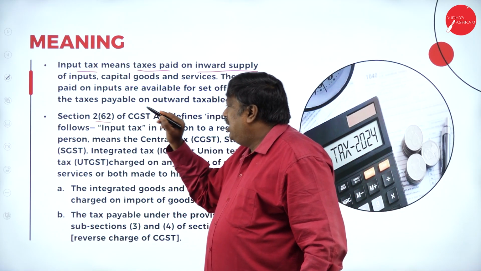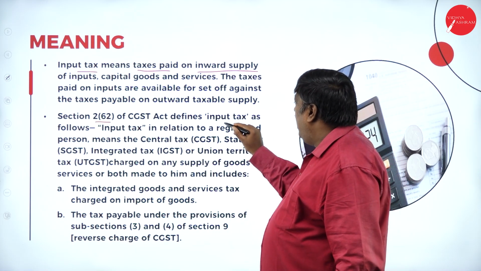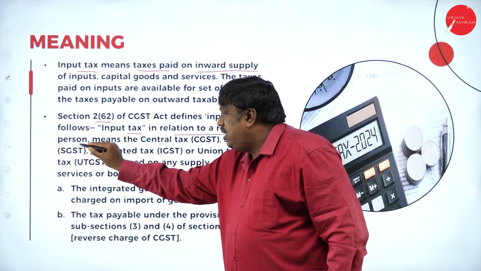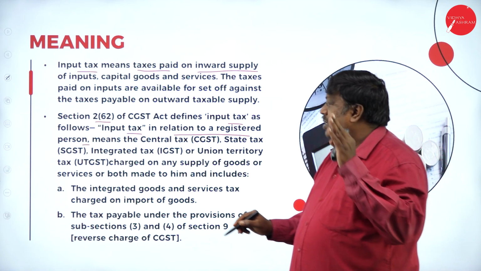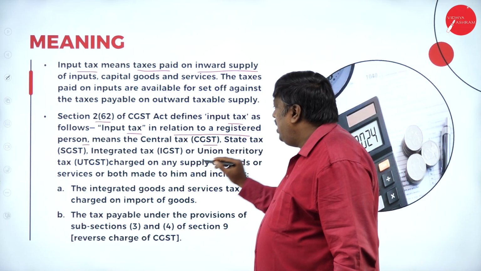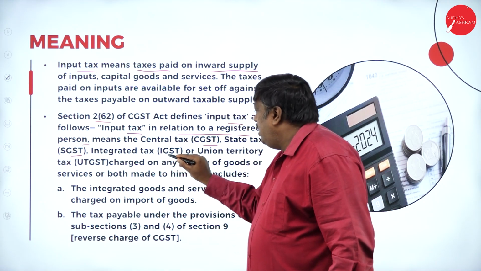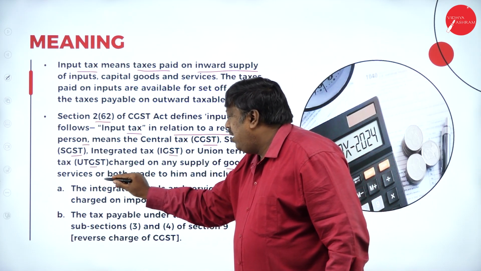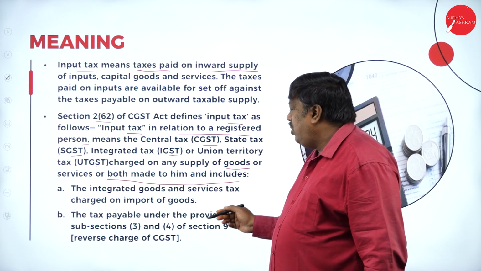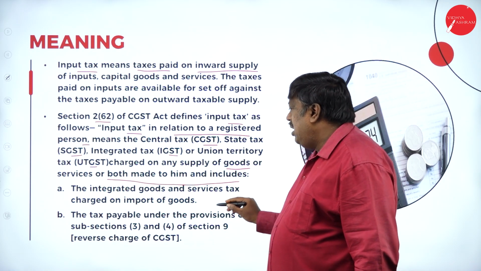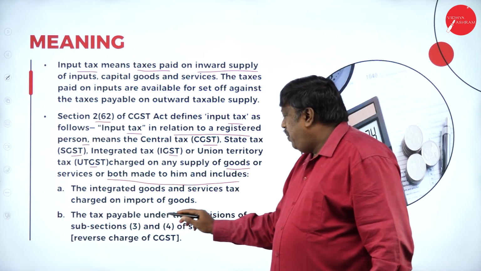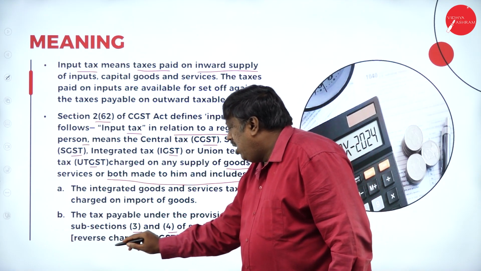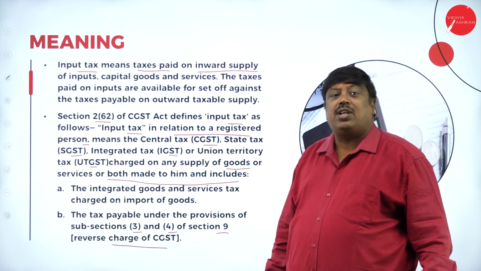Section 2 subclause 62 of the CGST Act defines input tax in relation to a registered person. See here, it is only for the registered person. It means central CGST, SGST, IGST or UTGST charged on any supply of goods or services made to him. It includes integrated tax on import of goods, and the tax payable under the provisions of subsections 3 and 4 of section 9 under reverse charge of the CGST Act 2017.